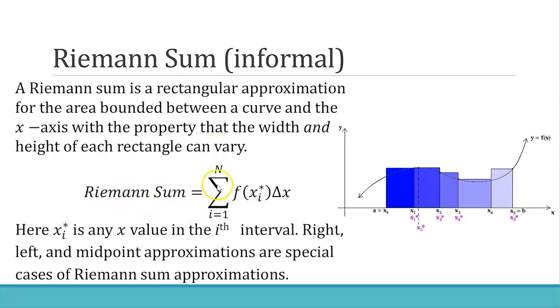So here, a Riemann sum, we're still going to use sigma notation, is the sum from i equals 1 to n of f of x_i star delta x. So what's going on here? It just means that x_i star is any x value in the ith interval, so we can choose any x value in the interval to define the height. So right, left, and midpoint approximations, they're all just special cases where we pick a specific one as opposed to just picking any x value and using its corresponding y value as the height.